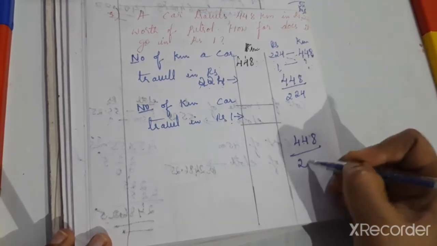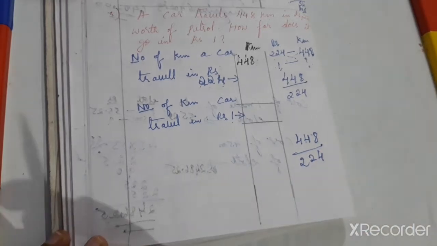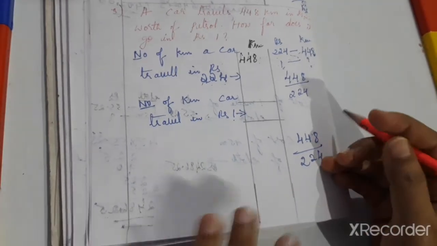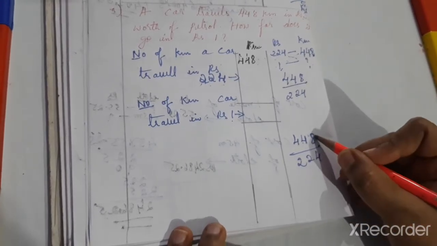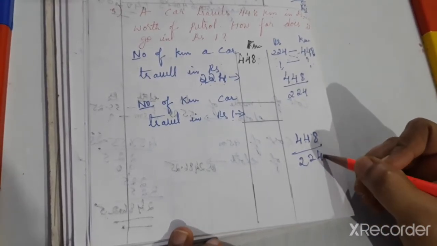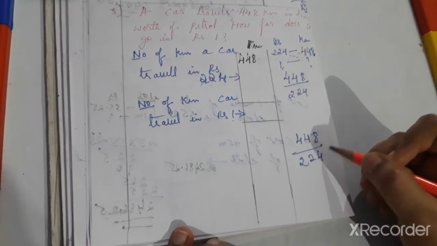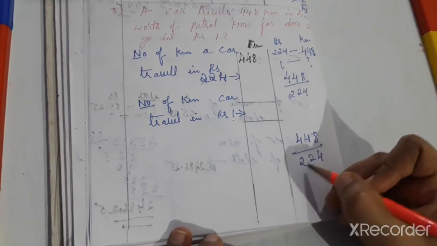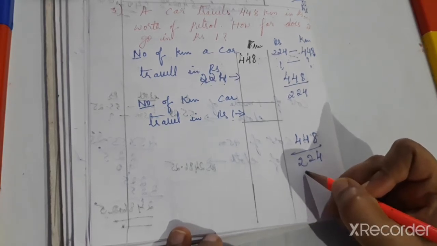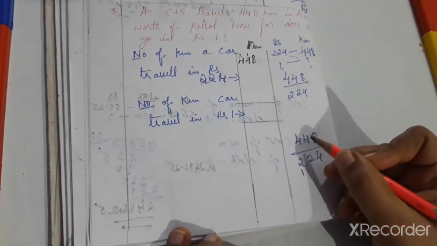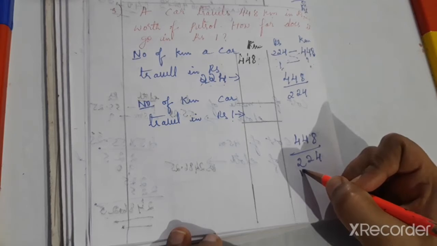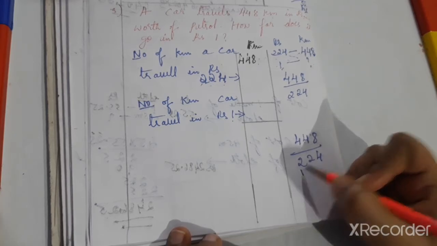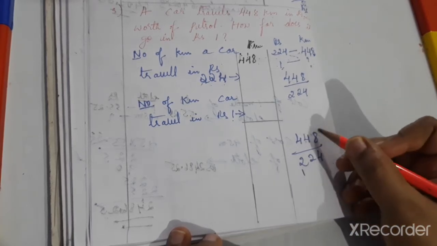So here 448 by 224. We can divide directly or we can reduce the value. The last number is 8, the unit number is 8, and here also 4. Even numbers mean we can divide with the 2 times table. When you are cancelling or reducing the value, both the numerator and denominator should be divided with the same table. So here we can cancel both by 2.